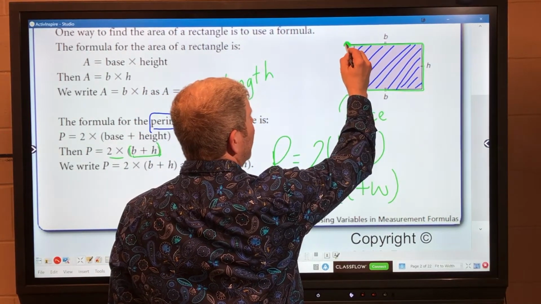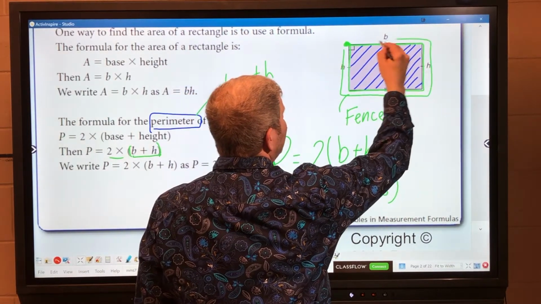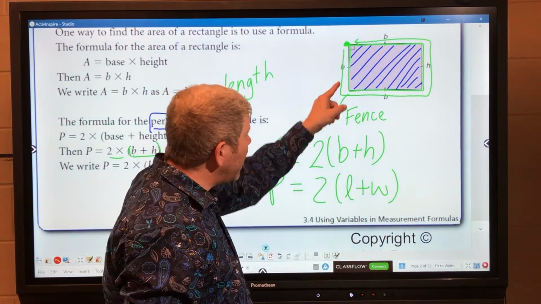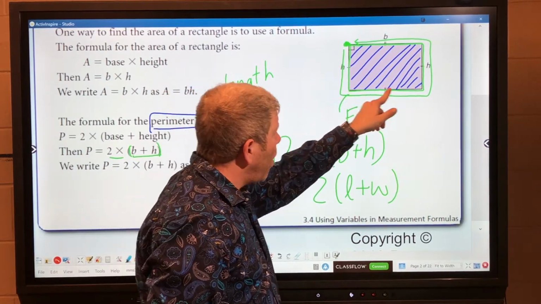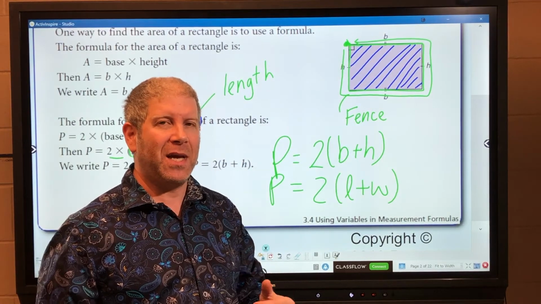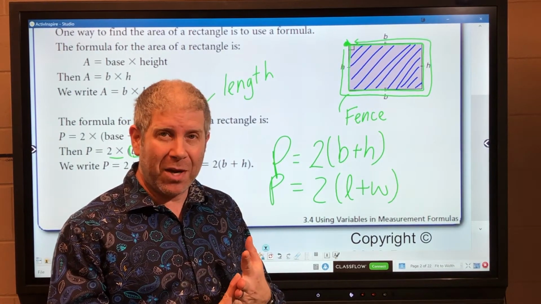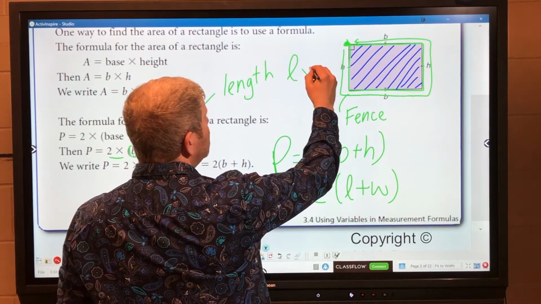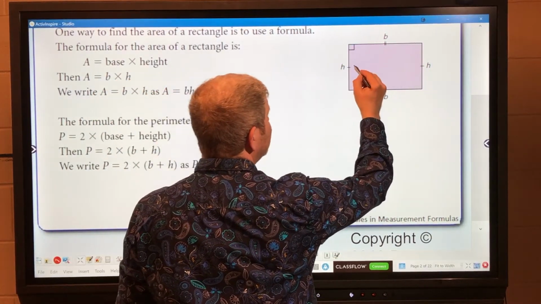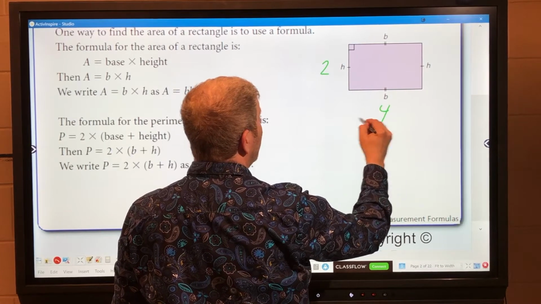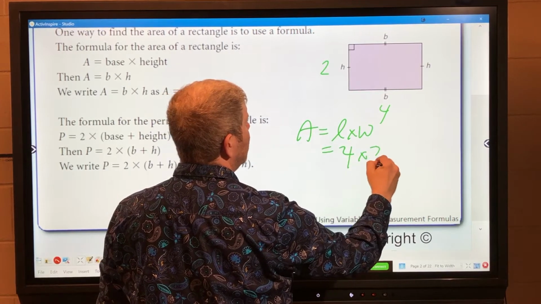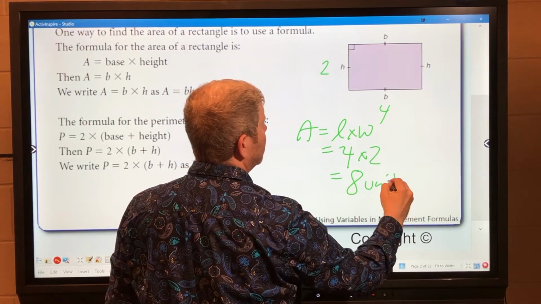It's as if we started here and we're walking all around in this direction, and we want to know in one straight line, as if we had a rope. If we were dragging a rope across here from start all the way around and to finish, how long would that rope be? And that is a linear measurement in meters or centimeters or millimeters. However, when we do length times width to get our area, that's giving us units squared. Because in this shape, let's say this was 2 and this was 4, area would be length times width, which would be 4 times 2, which would be 8 units squared.